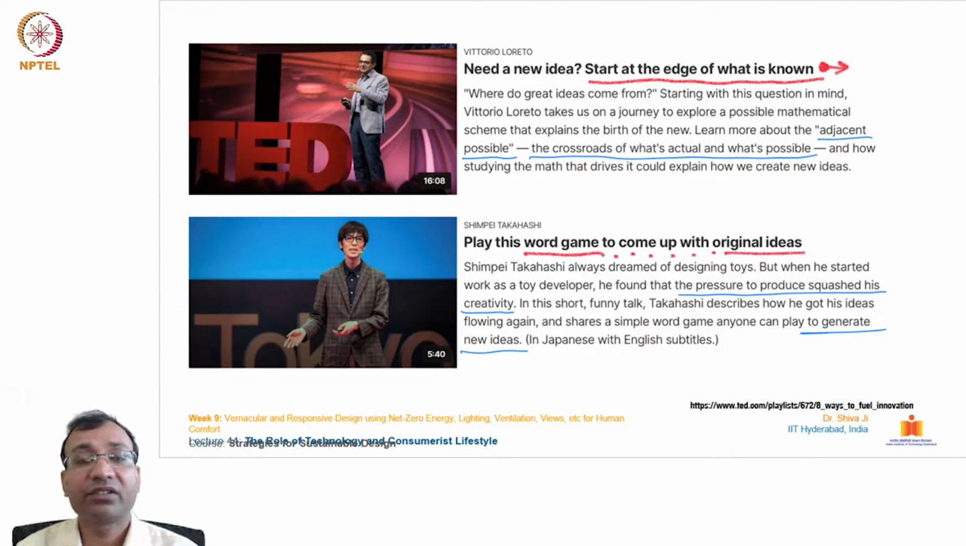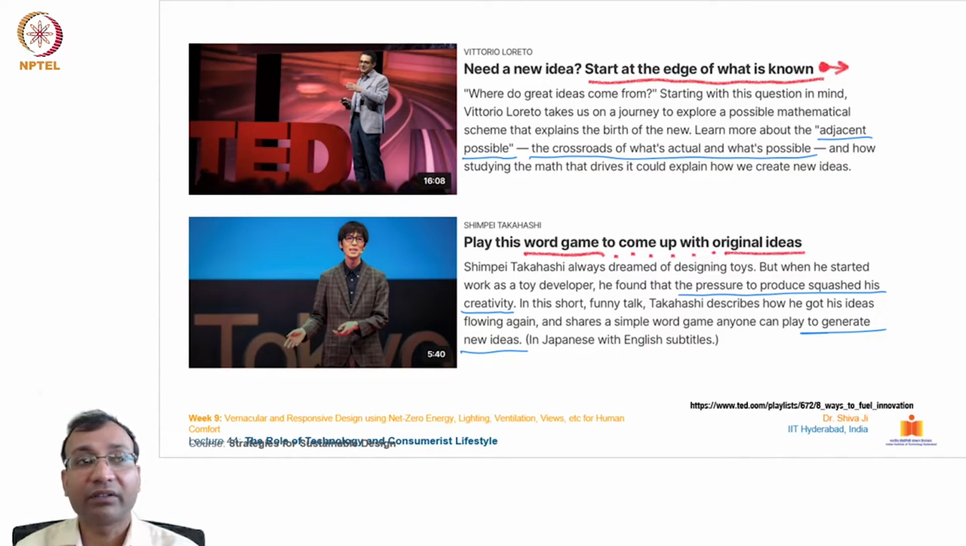Finally, in this last lecture, the slides are from Shimpei Takahashi, who says to play this word game to come up with original ideas. Shimpei Takahashi always dreamed of designing toys, but when he started work as a toy developer, he found that the pressure to produce quashed his creativity. In this short, funny talk, Takahashi describes how he got his idea flow again, and shares a simple word game anyone can play to generate new ideas.